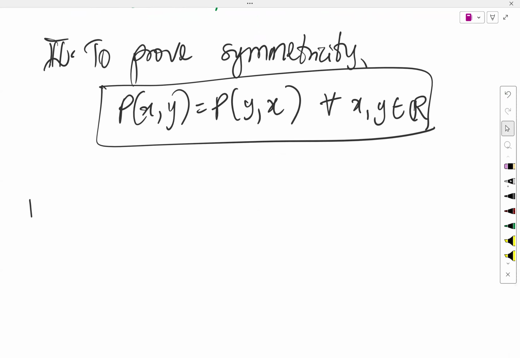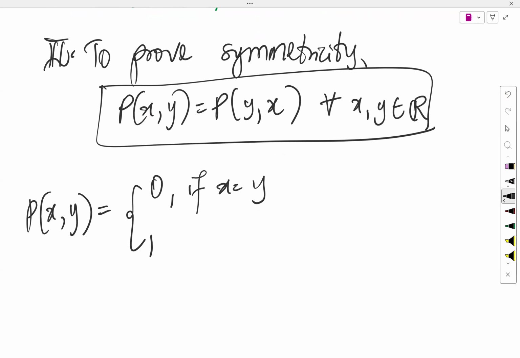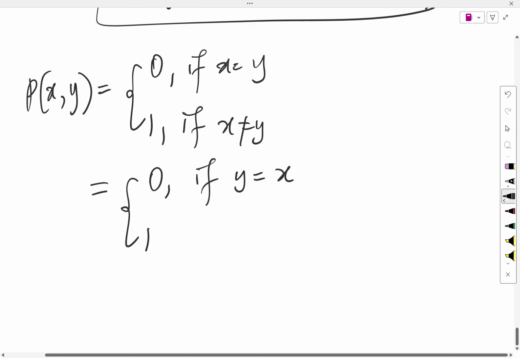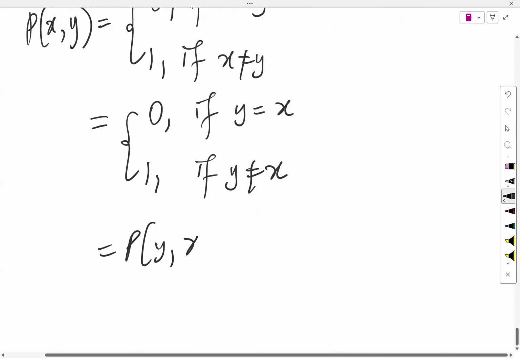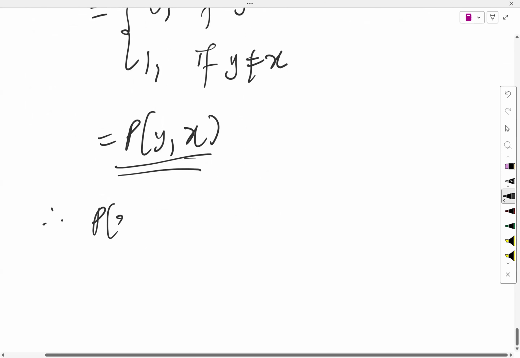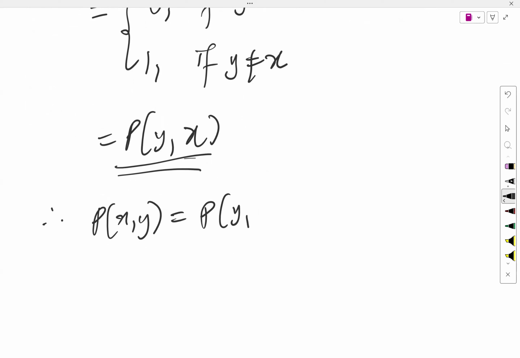So the simple thing I'm just going to do here is the definition. P of xy is equal to 0 if x is equal to y, and it is 1 if x is not equal to y. So you see, this is simply the same thing as saying it is 0 if y is equal to x, if y comes first, and 1 if y is not equal to x. And if you can turn it over like this, then this is as good as having P of y comma x. So you start from P of x comma y and you end at P of y comma x. So in that case now you can say, therefore, P of xy is the same thing as P of yx for all x comma y belonging to the real number system. Okay, so we have proven the third one.